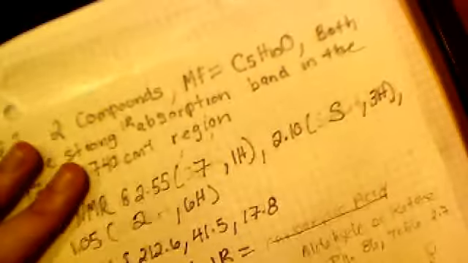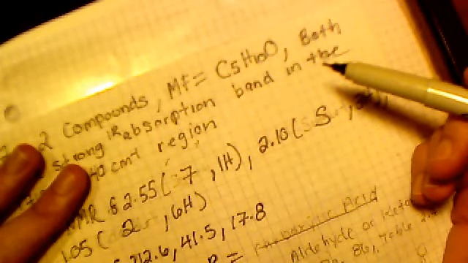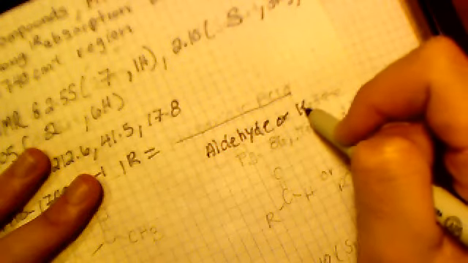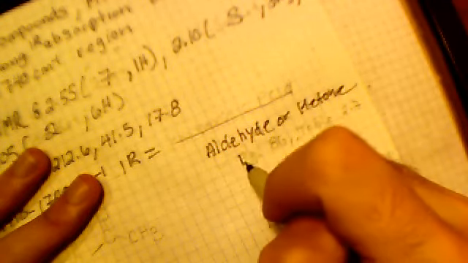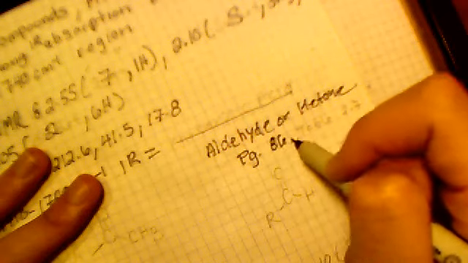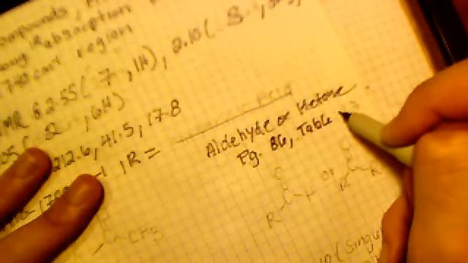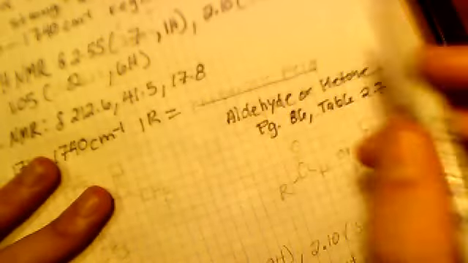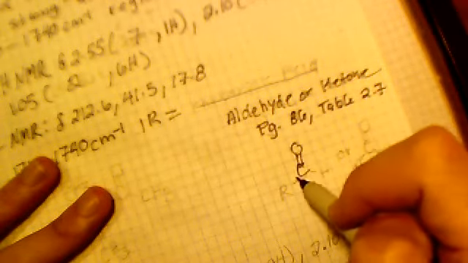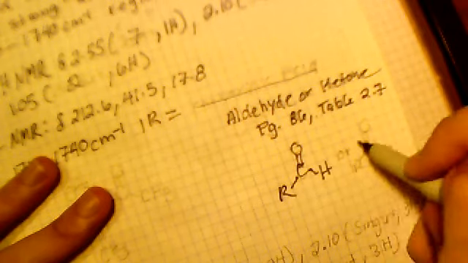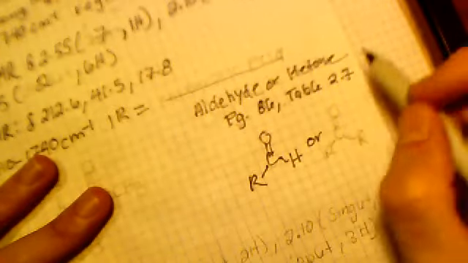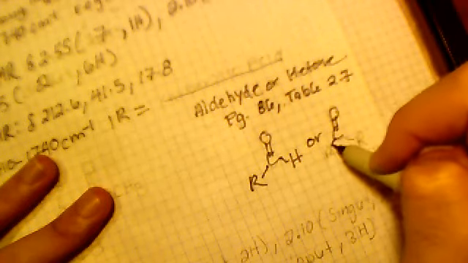Okay, but looking at this molecular formula, C5H10O, there's only 1 O, so it's not a carboxylic acid. So it's either going to be an aldehyde or a ketone. I got this from page 86, table 2.7 in the book.